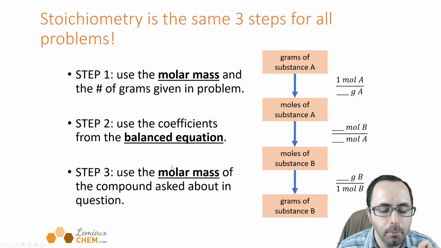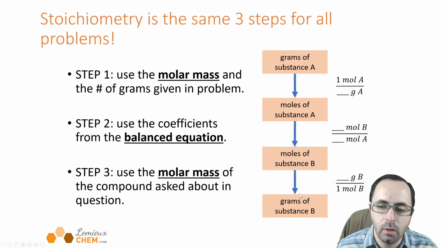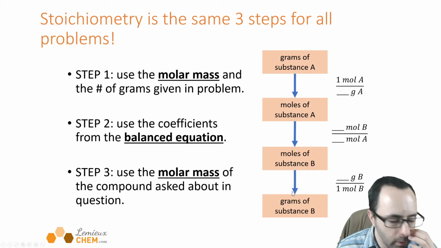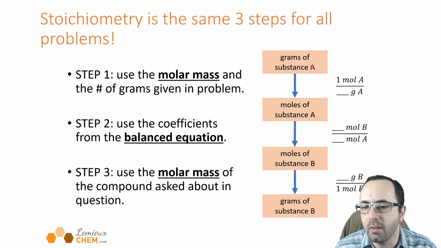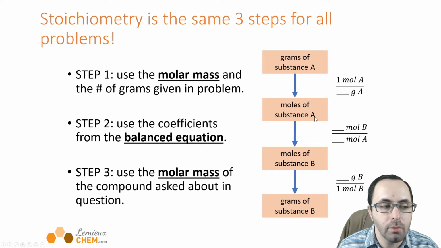Finally, step 3, you go from moles of a substance back to grams. And so you'll use the molar mass of the substance B. Now, sometimes you won't use every single step. Let's say, for example, you're not given grams of substance A to begin with. You're given the moles. Well, then you don't need step 1 because you were given the moles already.